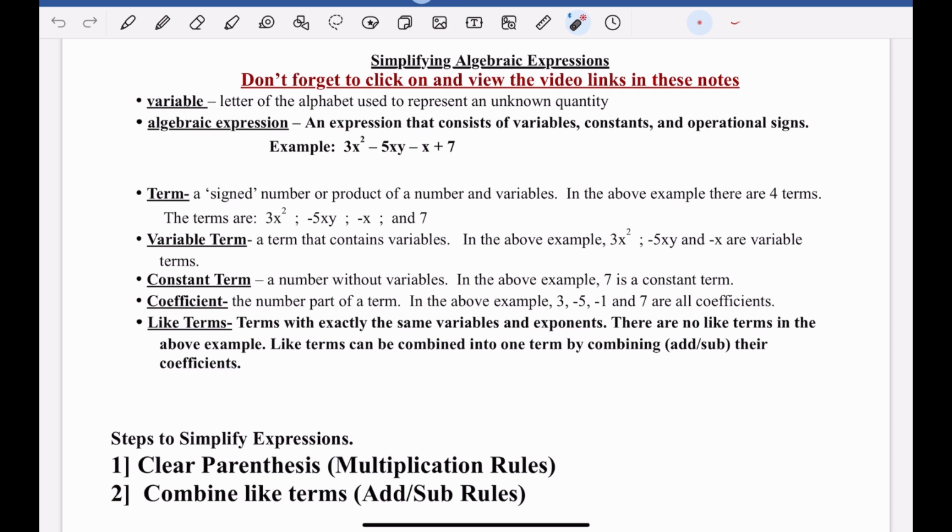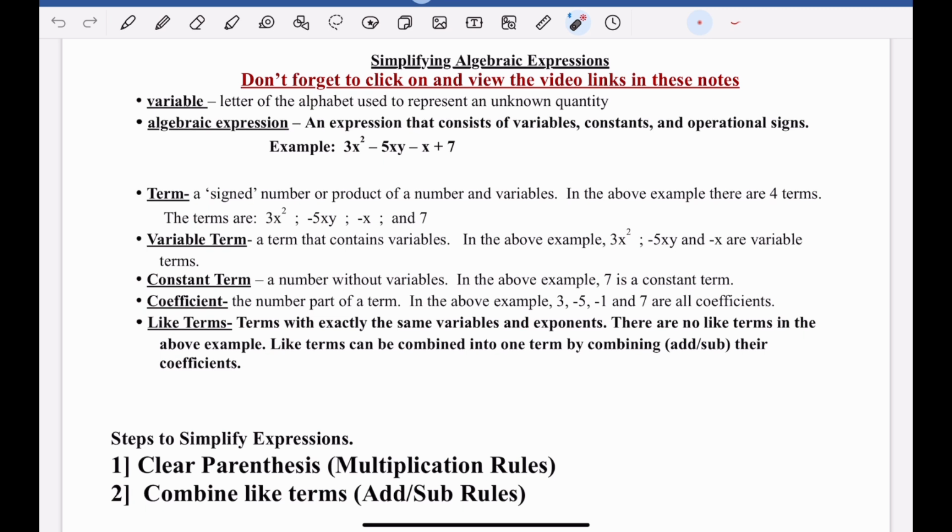An algebraic expression then consists of variables, constants, which are your numbers, and operational signs like add, subtract, multiply, and divide. So our first example here is an algebraic expression, 3x squared minus 5xy minus x plus 7. It has the variables x and y. It has your numbers 3, 5, and 7, and more numbers than that. And then it's got add, subtract, and multiply, and also exponents in this expression.